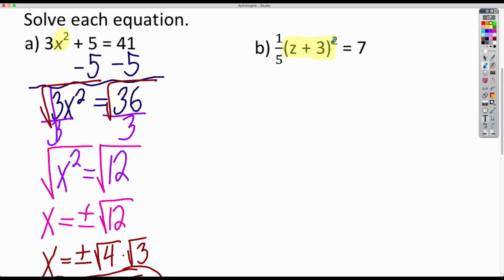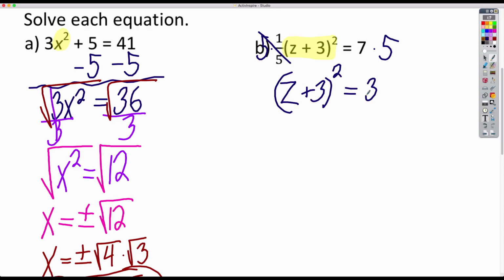So how do we isolate the part that I highlighted? What do we have to do first? Any thoughts, or what do you gotta do? I hear some people muttering some things. Get yourself involved. I have the same 4 people who speak. Go ahead. Multiply both sides by 5. That will get rid of the 1/5, and then you're left with z plus 3 squared equals 35.